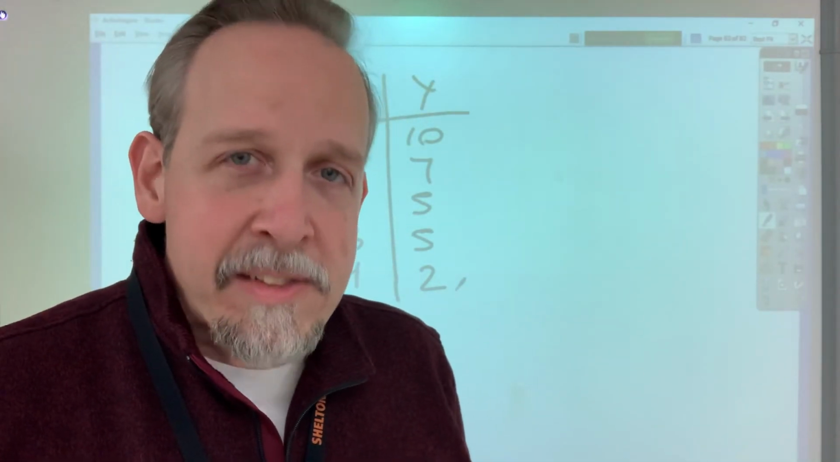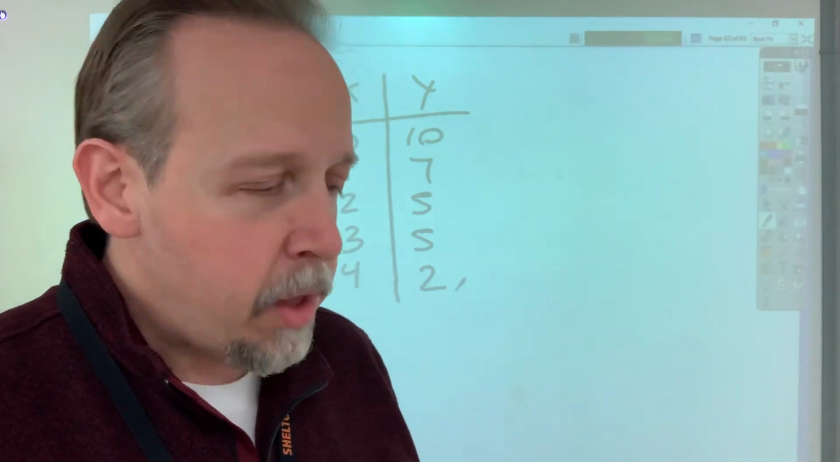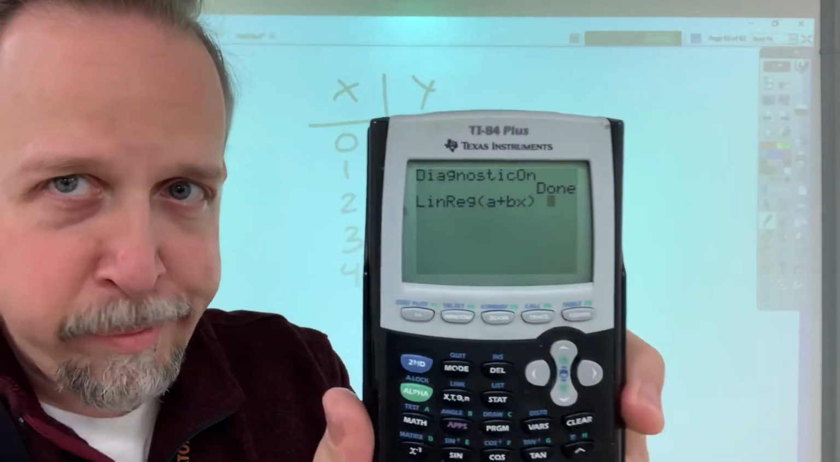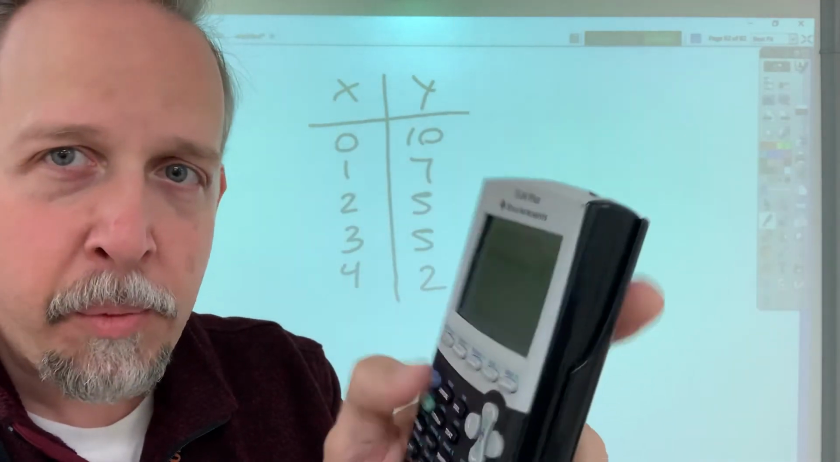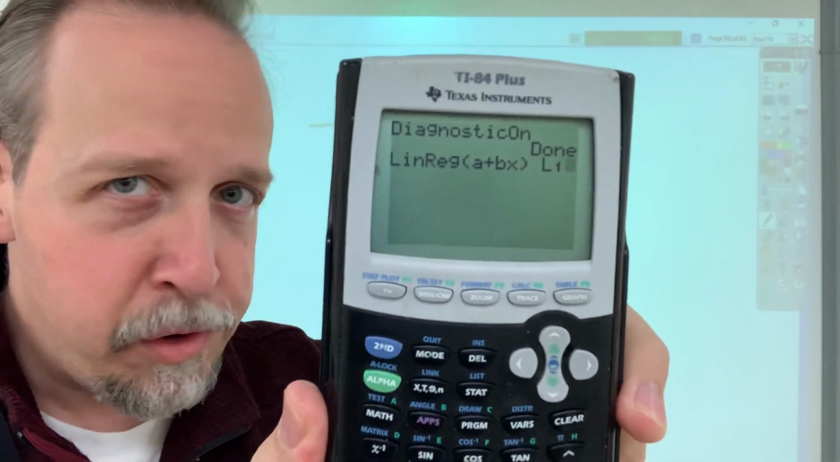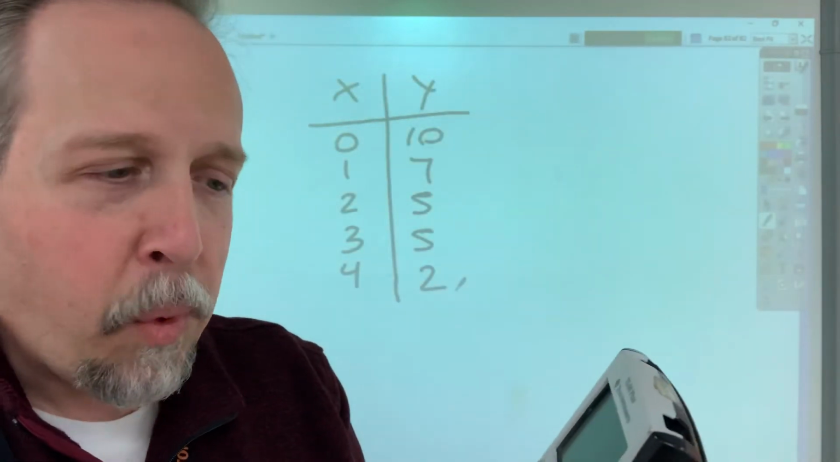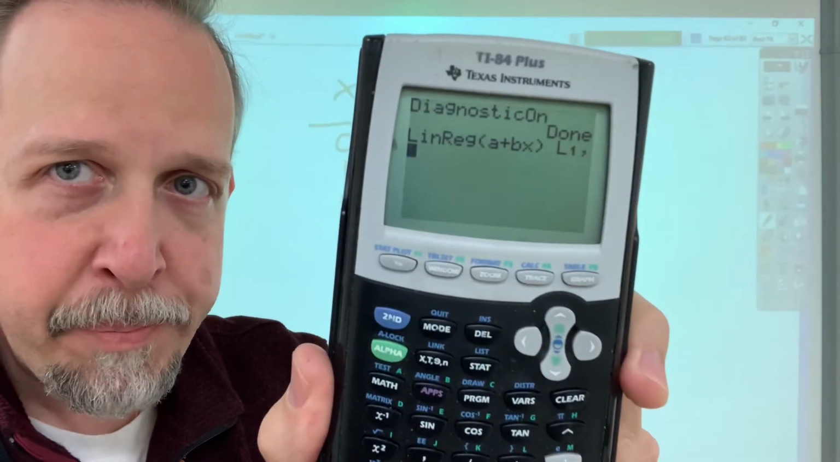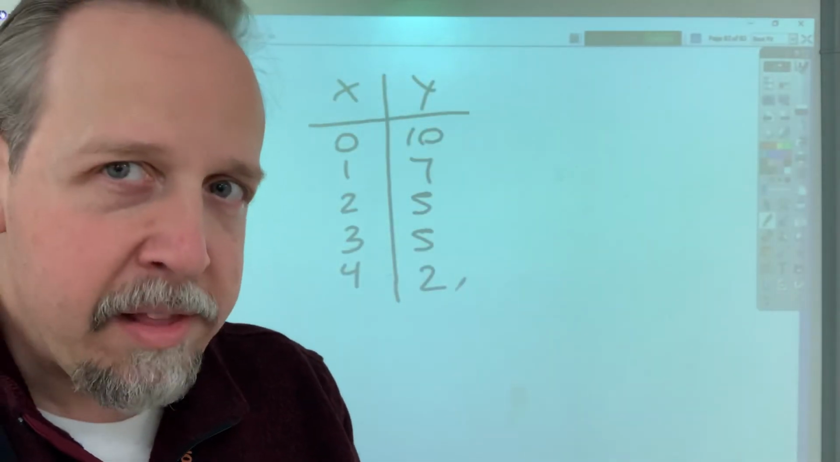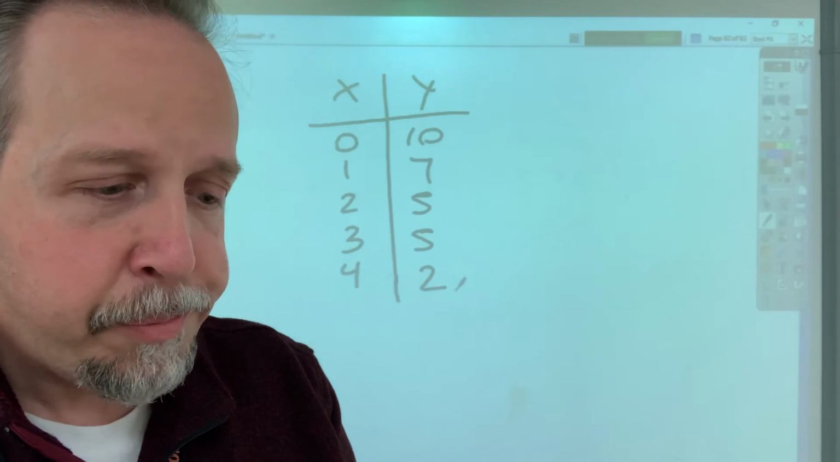So you want the XList data to be L1. In an older one, it opens up a parenthesis. I'm going to say second one for L1. You would also in your newer calculators. Then go to the Y-list data. If it's an older one, hit a comma. Now, the Y-list data is in L2, so second 2.